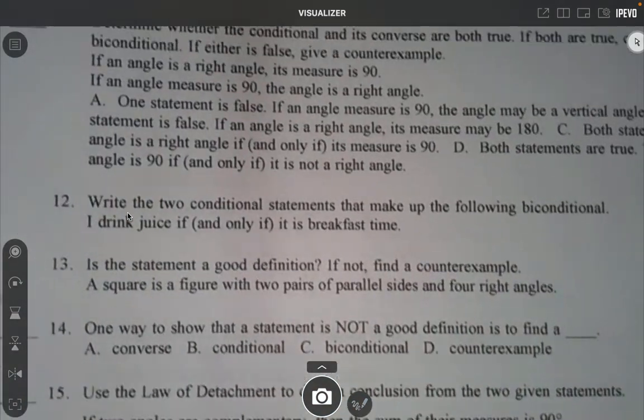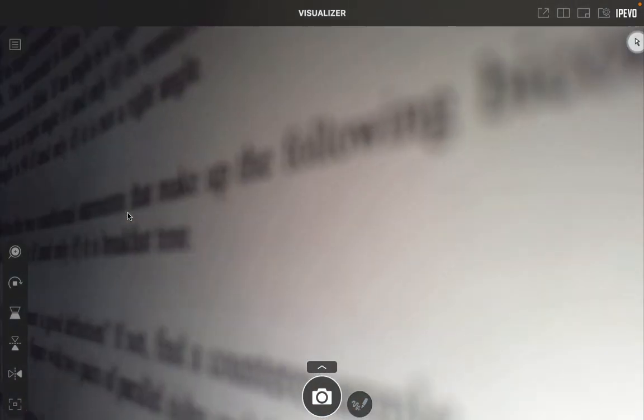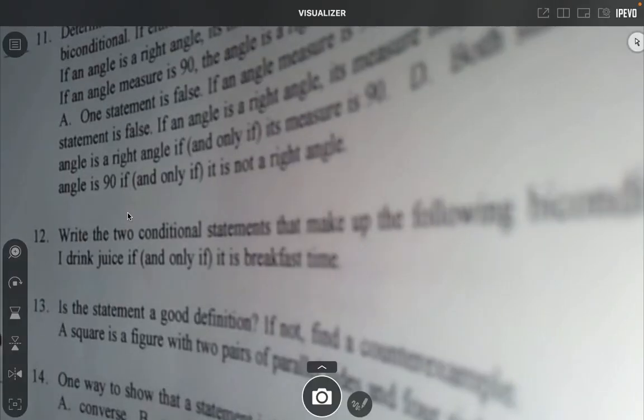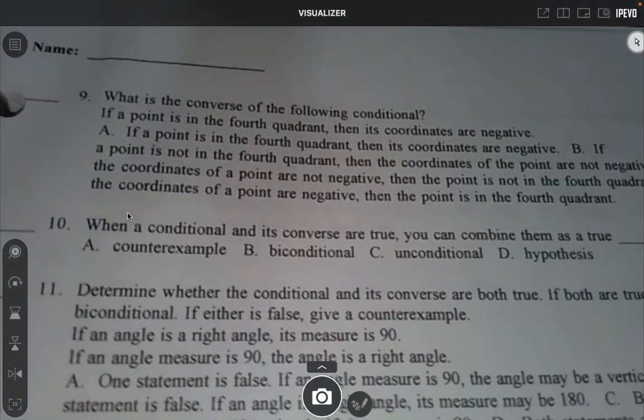Okay, number 9. How many pages is this? That's a lot of problems. We're doing good.